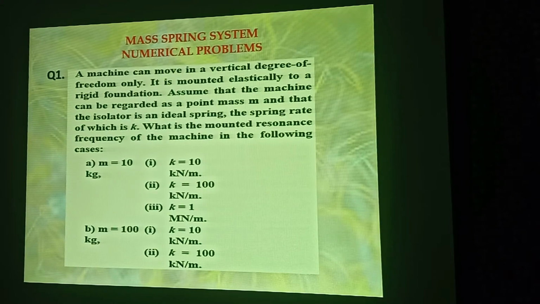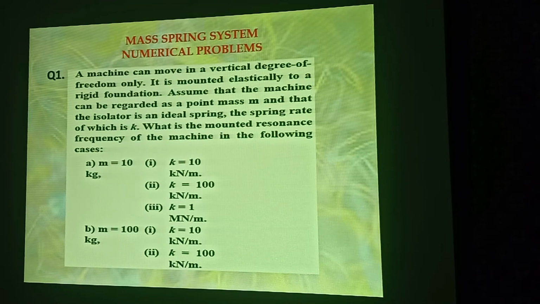So this is the first numerical problem, from the mass spring system. A machine can move in a vertical degree of freedom only, so it is a single degree of freedom problem. It is mounted elastically to a rigid foundation. Assume that the machine can be regarded as a point mass m, and that the isolator is an ideal spring, the spring rate of which is k. What is the mounted resonance frequency of the machine in the following cases?